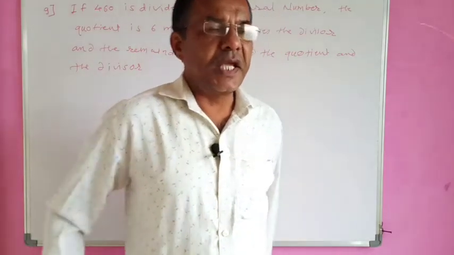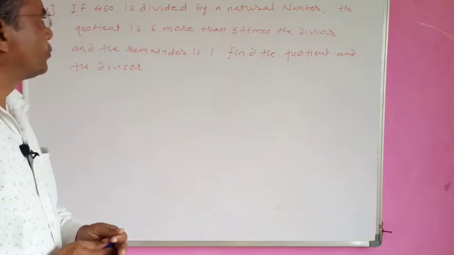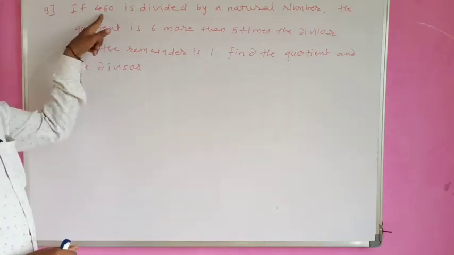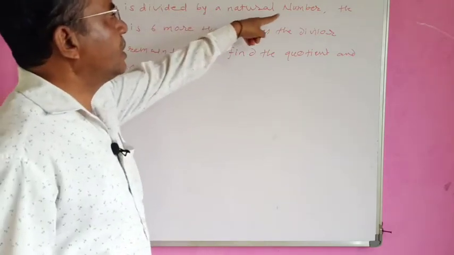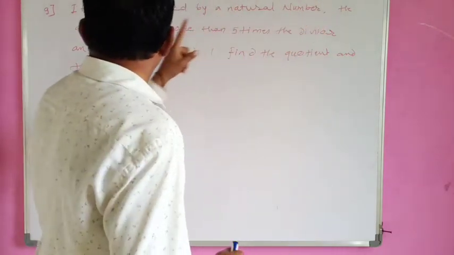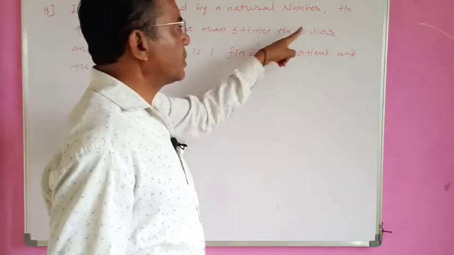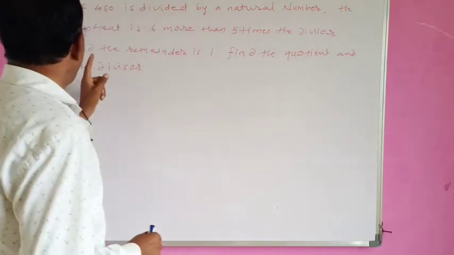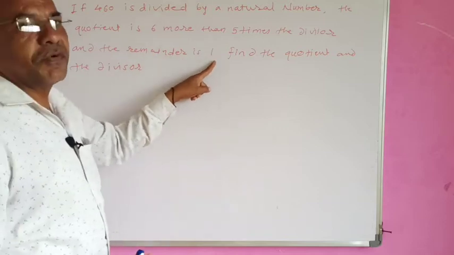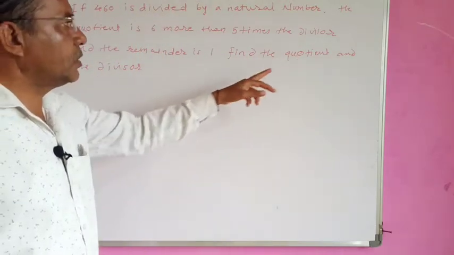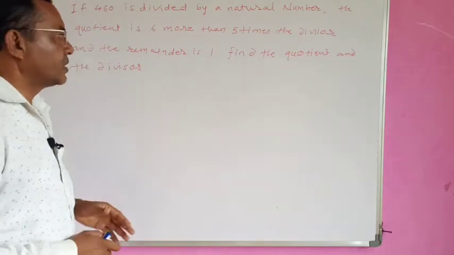We'll continue the example number 9 here, and the example number 9 is: if 460 is divided by a natural number, the quotient is 6 more than 5 times the divisor, and the remainder is 1. Find the quotient and the divisor. We have to find the quotient and the divisor.